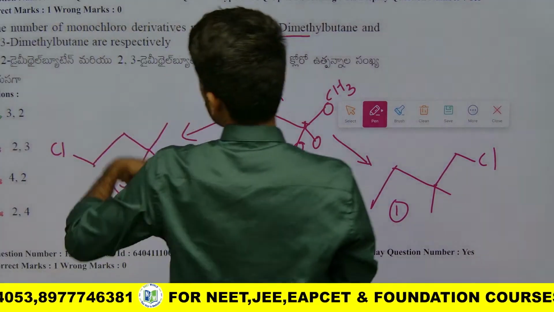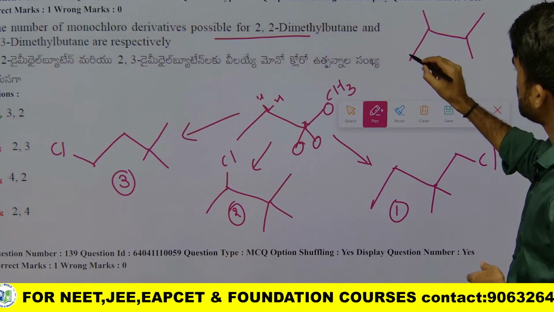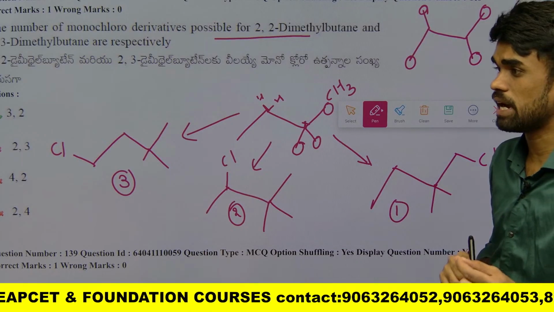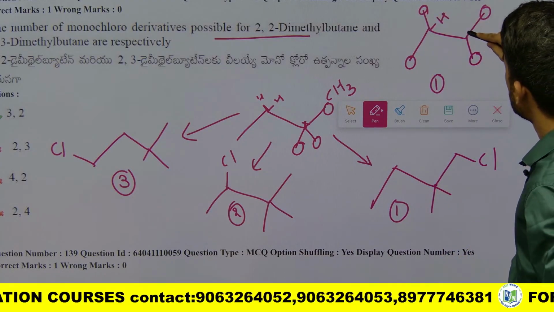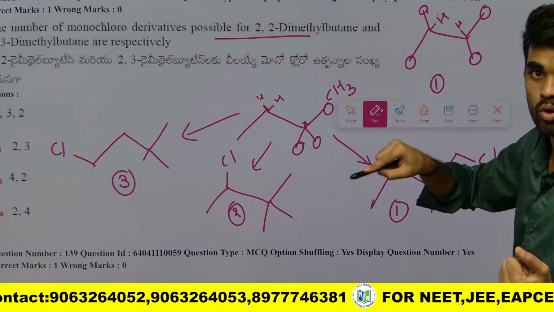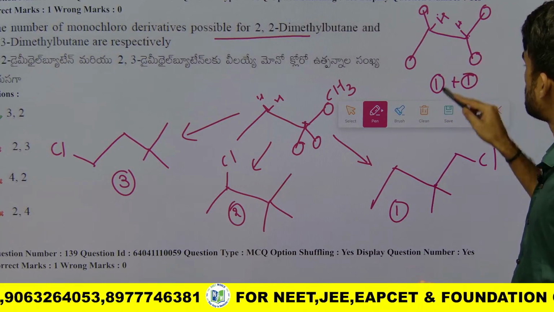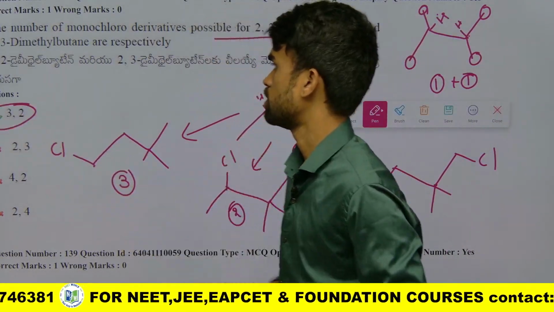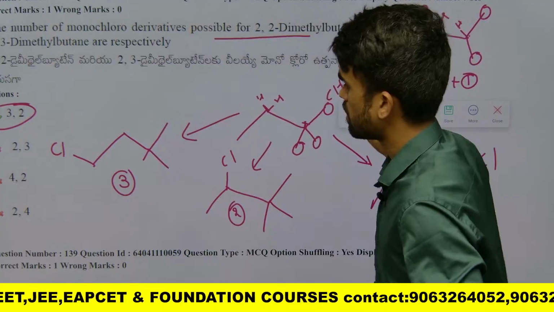So what happens when we take 2,3-dimethyl butane? 2,3 means here and here. These 4 methyl groups are the same. Replacing any of the hydrogens gives one kind of product, which I am taking as 1. Here we have one hydrogen, and here also one hydrogen. These 2 are the same. Replacing either one gives a monohalogenated product of the same type, so that is another one. The total possibility for this is 2, and for the other is 3. So you can go with option number 1. Read the question: number of monochloro derivatives possible. This is the correct answer.